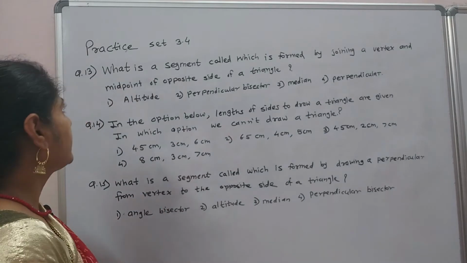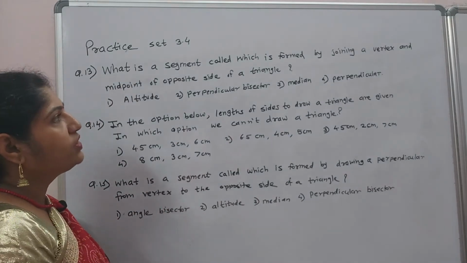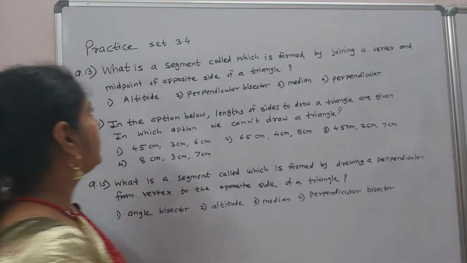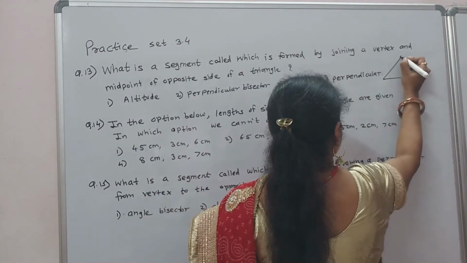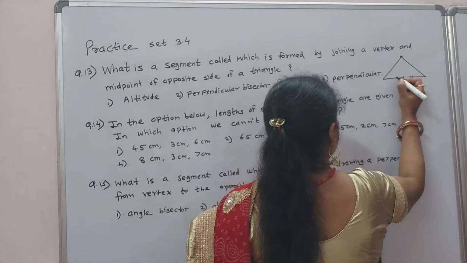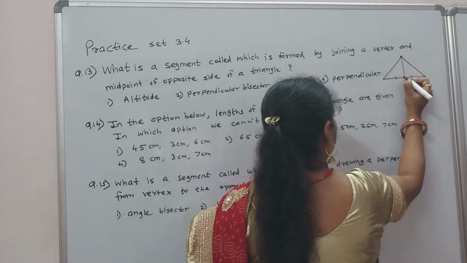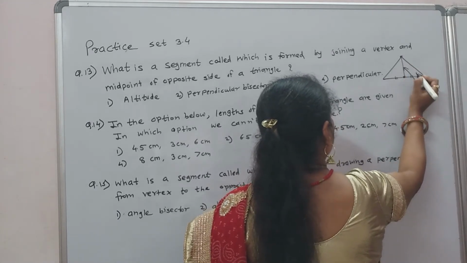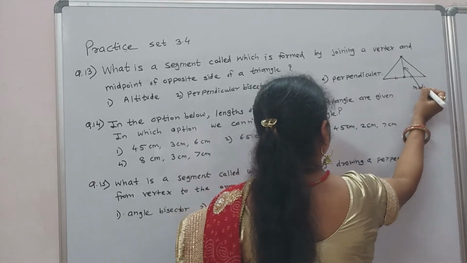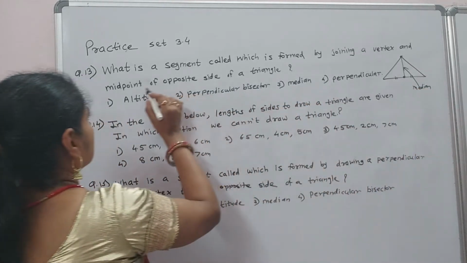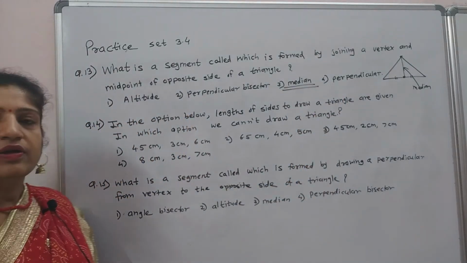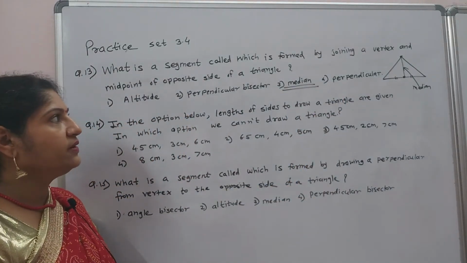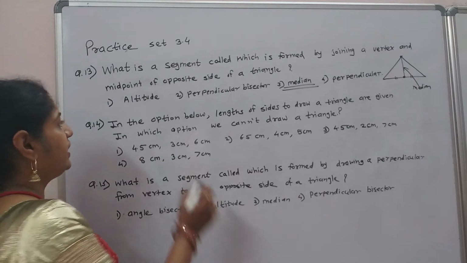Now next question. What is the segment called which is formed by joining the vertex to the midpoint of the opposite side of a triangle? This is called the median. This is the median of a triangle. So our option number 3 is the answer.